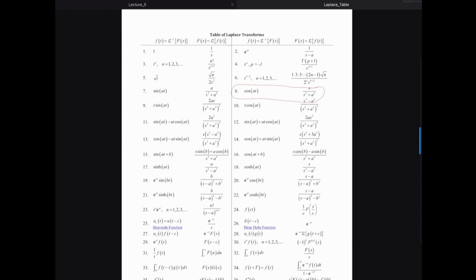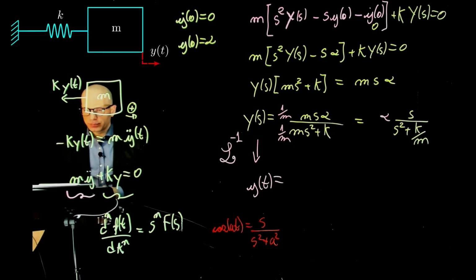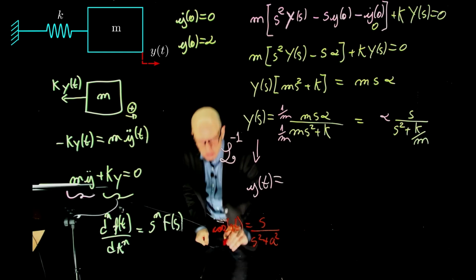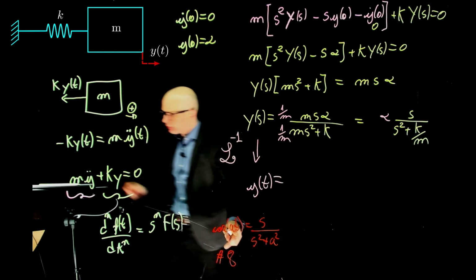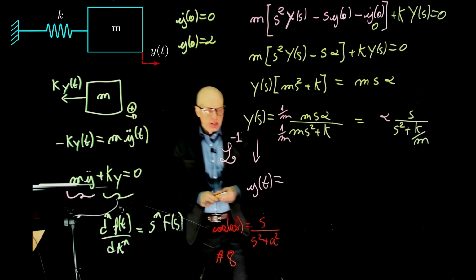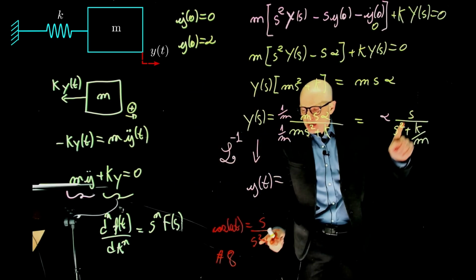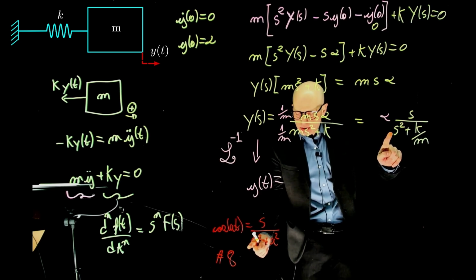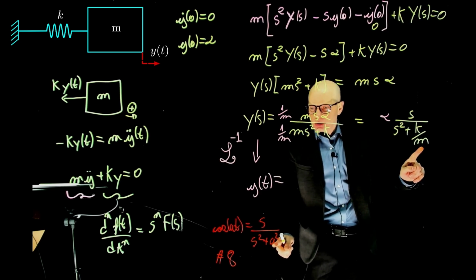Number 8, cosine of at, let me write here, cosine of at equals s over s squared plus a squared. Right, that's number 8 in the table. Cosine of at equals s over s squared plus a squared. And you see, this is exactly what we have. We have s on top. We have s squared multiplied by 1. Very good. And we have a squared and a constant here and a constant there.